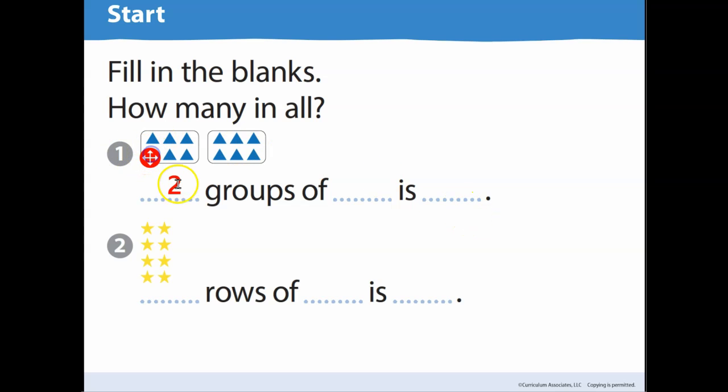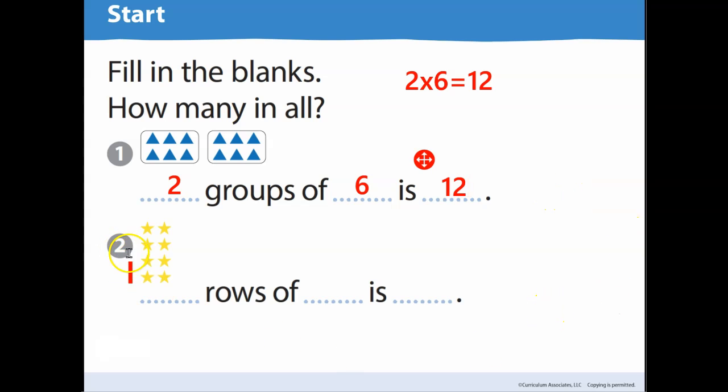When it says 2 groups of, the next one is how many in each group? So when I say how many in each group, I have 1, 2, 3, 4, 5, 6. How many are inside each group? 6, right? Okay. So 2 groups of 6 is what? Just count all of them all together. Another way to do it is 2 times 6 equals 12.